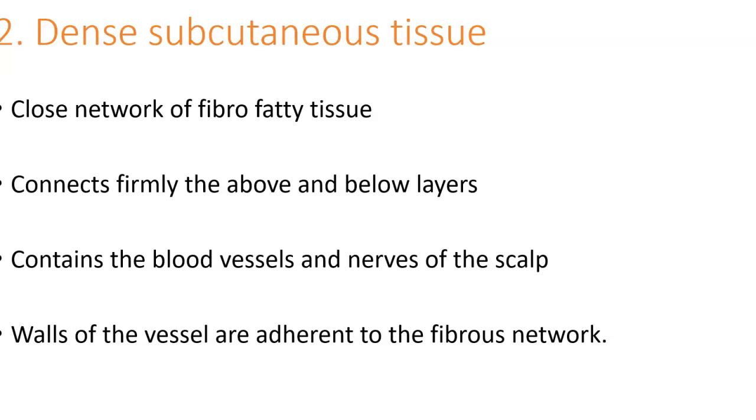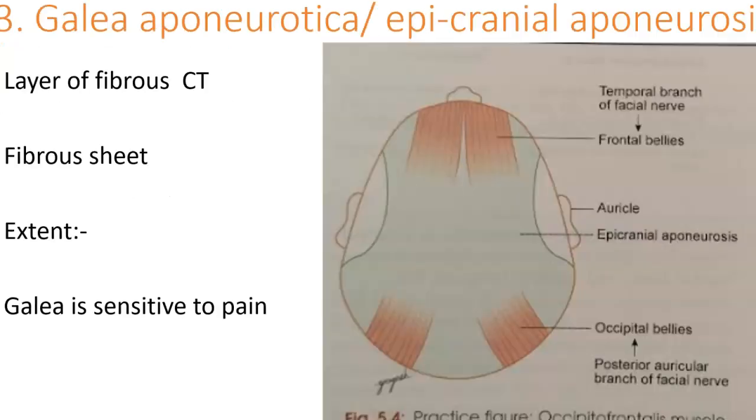Next layer is the dense subcutaneous connective tissue. It is just a close network of fibrofatty connective tissue. It contains the blood vessels and nerves of the scalp.